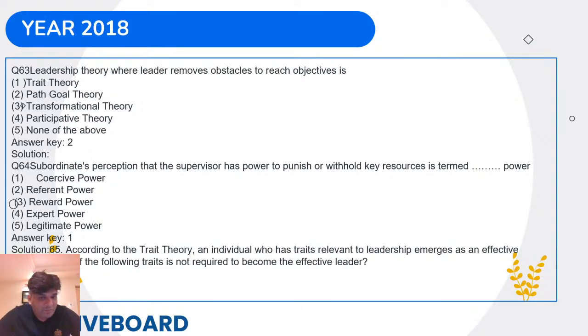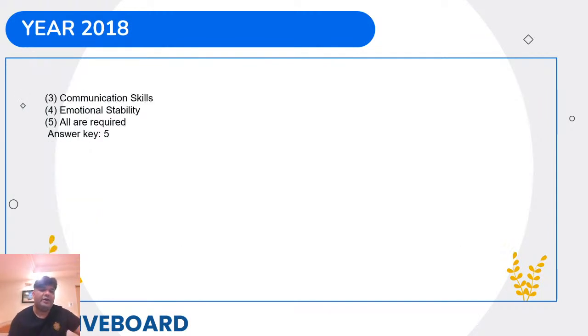Question number 65. According to the trait theory, an individual who has traits relevant to leadership emerges as an effective leader. Which of the following traits is not required to become the effective leader? Options are knowledge, objectivity, communication skills, emotional stability. All are required. So the answer is all are required.